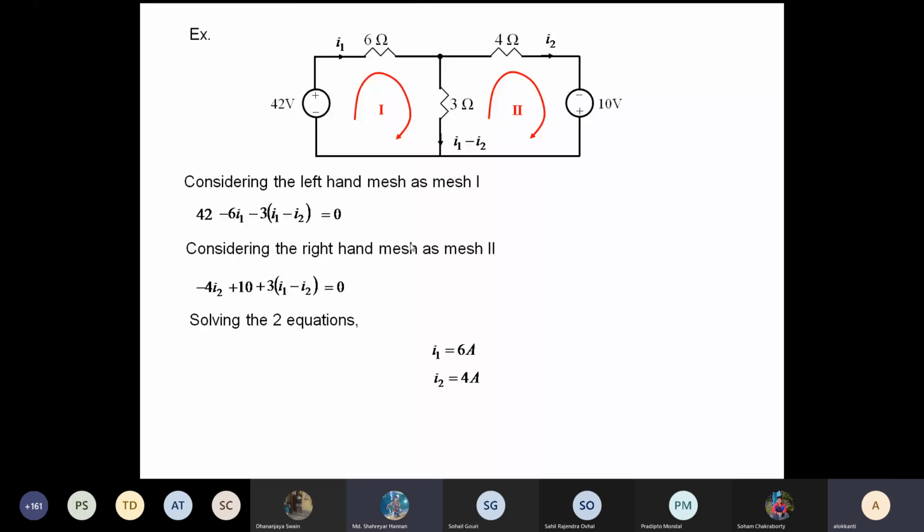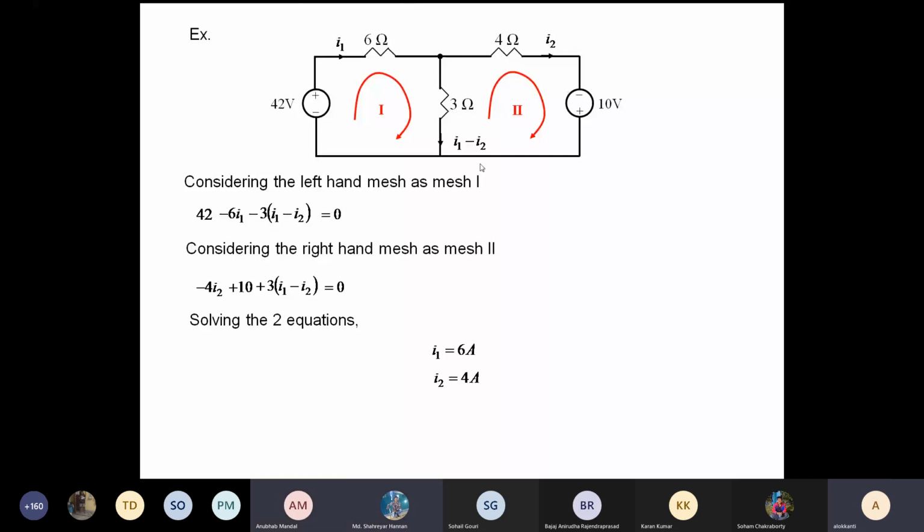Sir, can we not apply it on a bigger loop containing both of them? Yes, you can also do that. What is the meaning of mesh here? Only KVL we are using here. The bigger loop means which one? You can choose another loop, the entire outer loop. Yes, you can also do that. You basically need 2 equations.